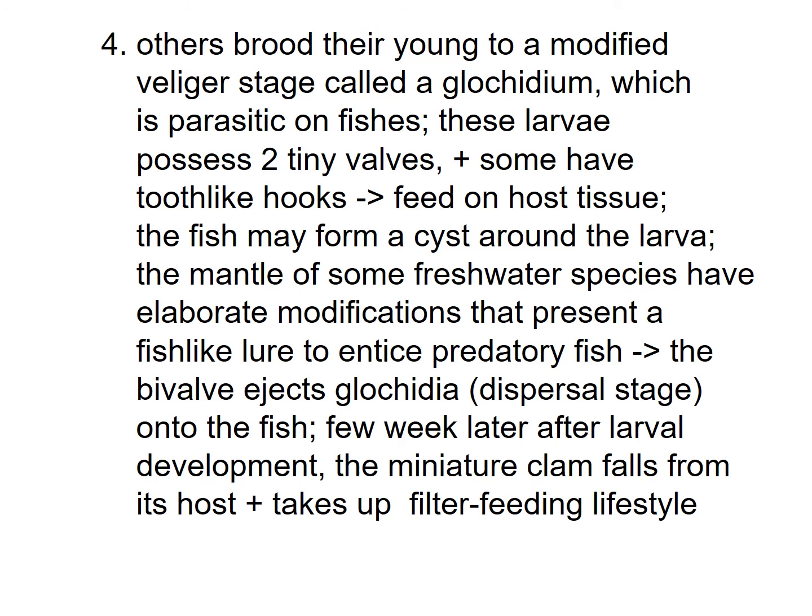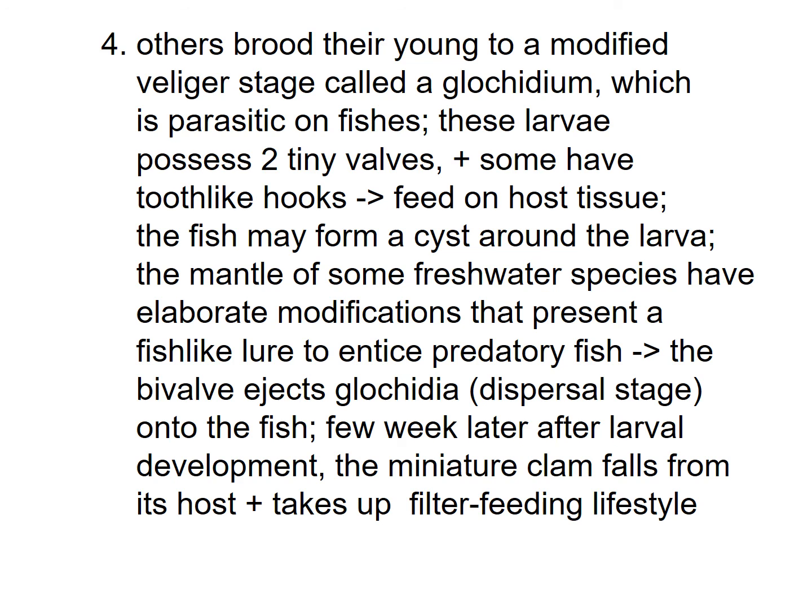Some freshwater species brood their young through a modified veliger stage called a glochidium. And the glochidium is actually a parasite on fishes. So these little larvae have 2 little valves, and on each valve they have little tooth-like hooks. And so they hang on to gill epithelium and feed on the host tissue. And in fact, some fish may form a cyst around the larva.